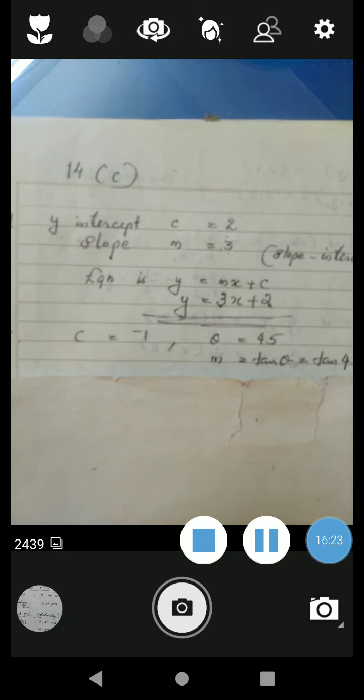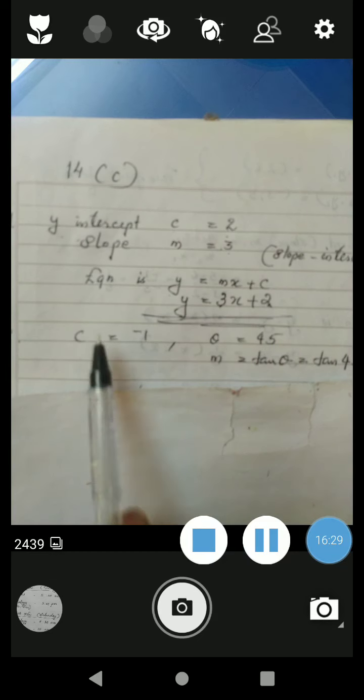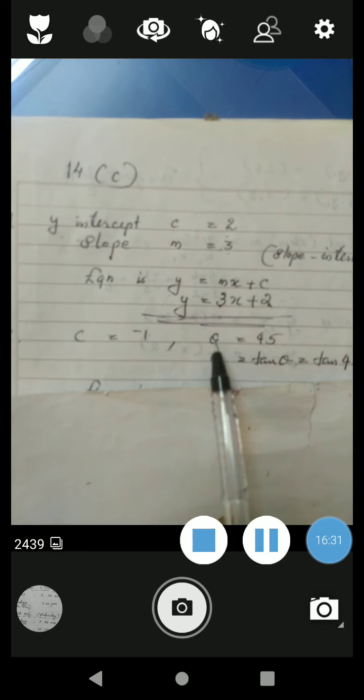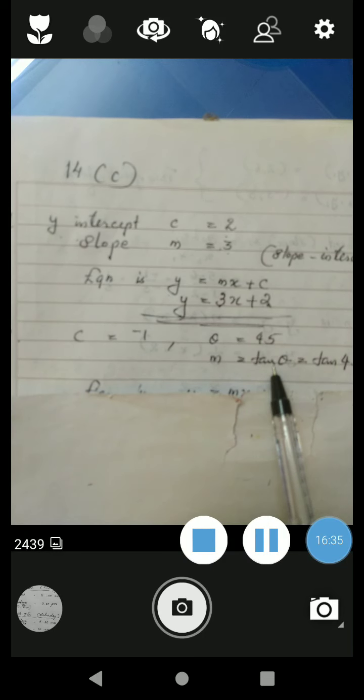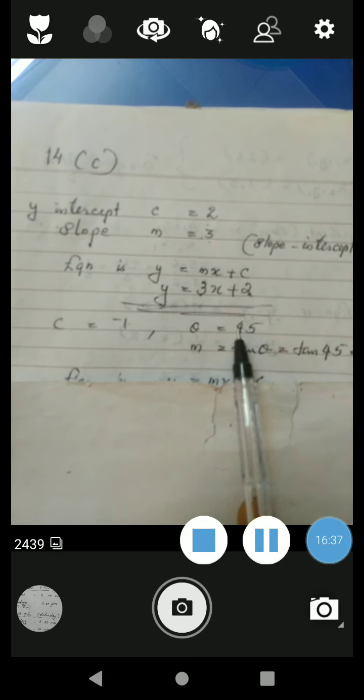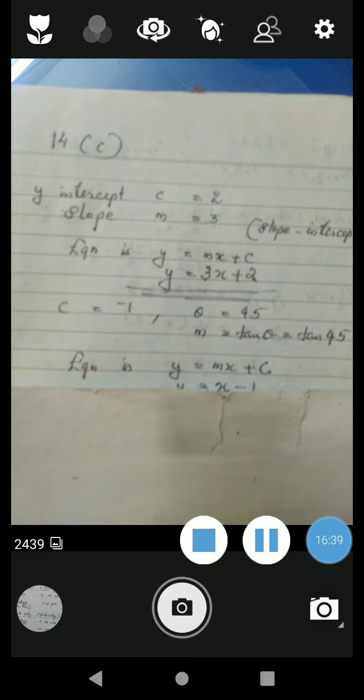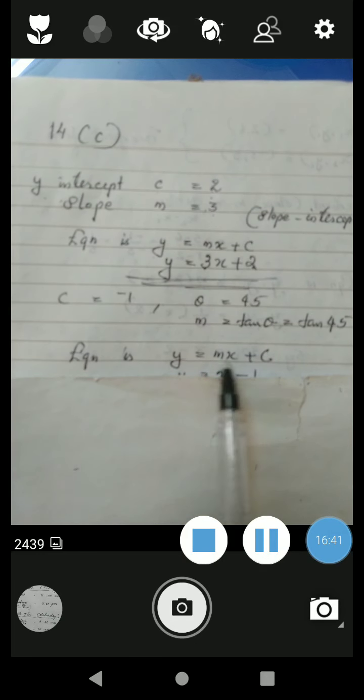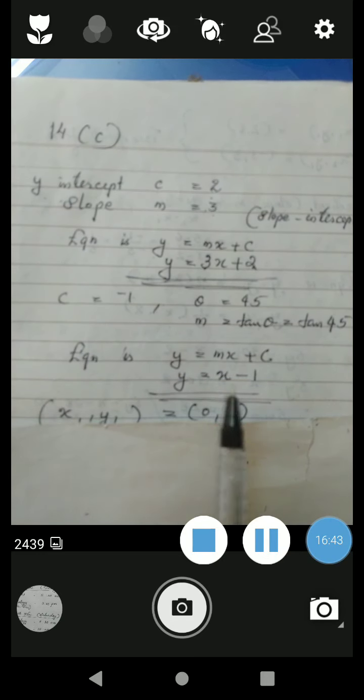Question number 2. Find the equation of a line whose y-intercept is minus 1 and inclination theta is 45. C is given, theta is given, therefore we know slope m is equal to tan theta, that is tan 45, which is equal to 1. Therefore, equation is y is equal to mx plus c, where m is 1 and c is minus 1, therefore y is equal to x minus 1.